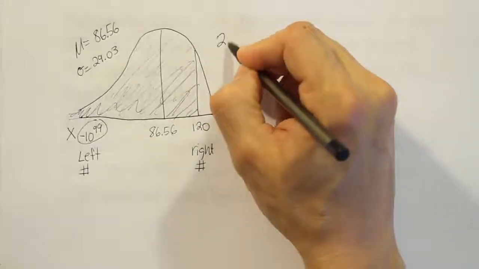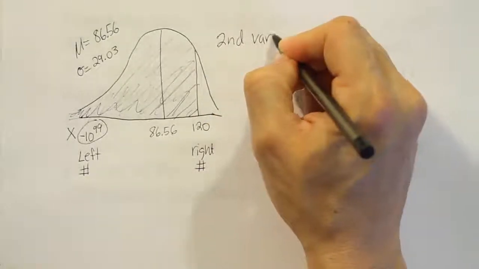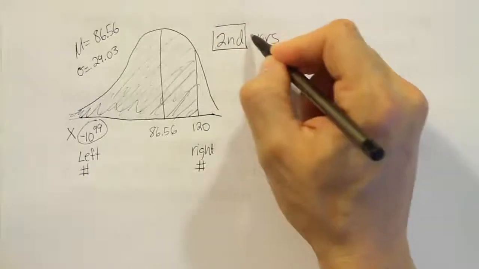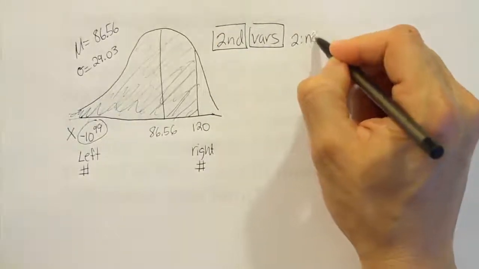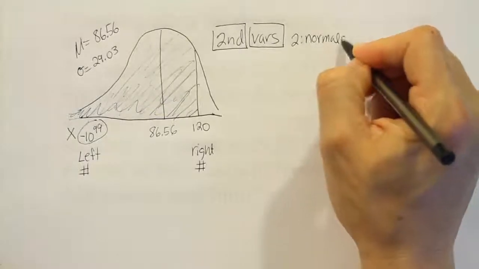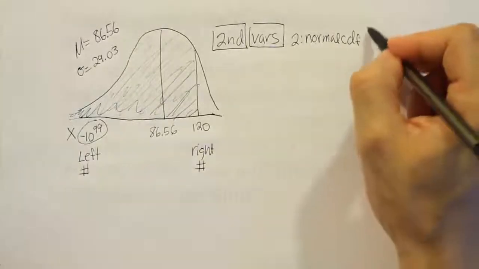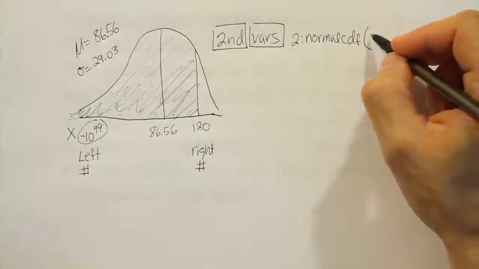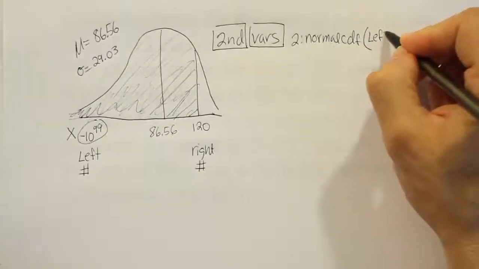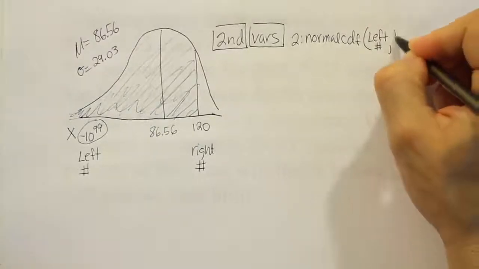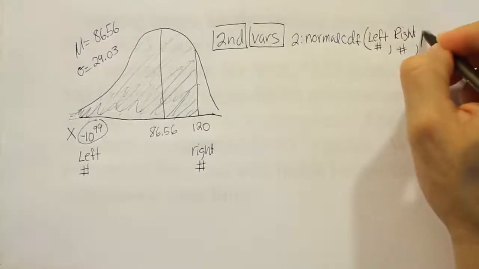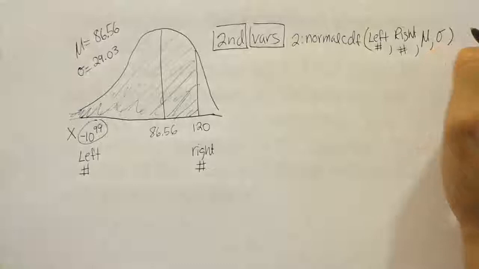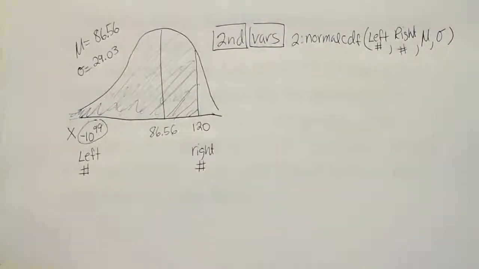So remember, we're going to press second and vars to get to our screen, right? So second, then vars, and then you're going to do option 2, normal CDF. Now, once you're in the normal CDF option, you're going to put in the left number, then the right number, the mean, and the standard deviation. So that's how we have to use our calculator. So let's do that now.